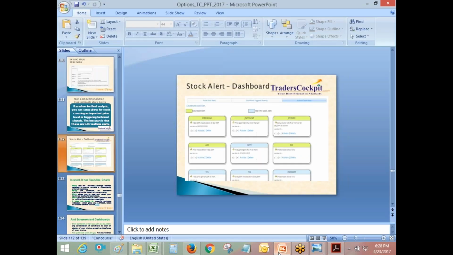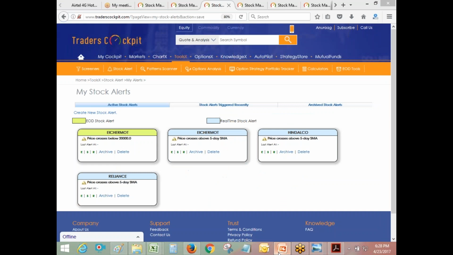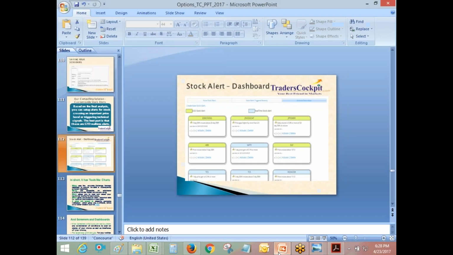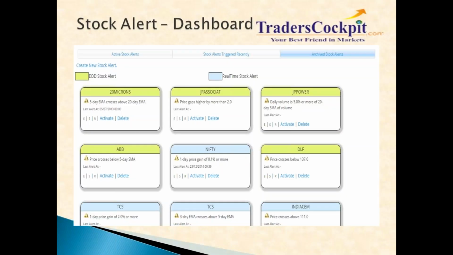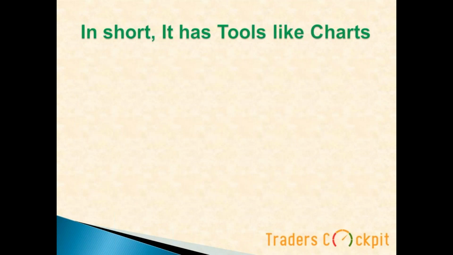And you can set it for various parameters. Various options are available, and we can add more options also if required. Okay. So this is how your dashboard will look. This is the stock alert dashboard. You can set up for all different stocks. Up to 30 alerts you can set, and you can get that.